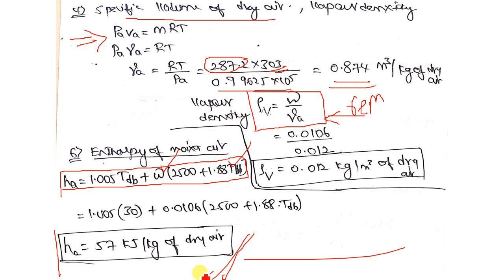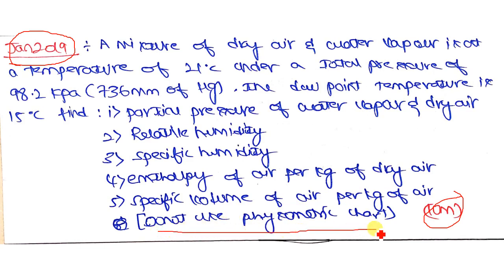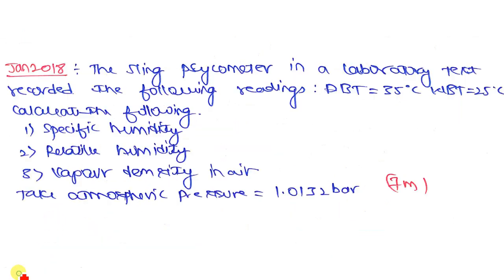Solve this problem, which was recently asked in January 2019 for 10 marks. It is very easy, and no new term has been asked. Again he states not to use the psychrometric chart, so you have to use the property formulas to calculate whatever has been asked. Try this problem and this one also, which has been asked many times. You have to calculate these three properties in this problem. The atmospheric pressure PT is given, and this was asked for 7 marks in 2018.